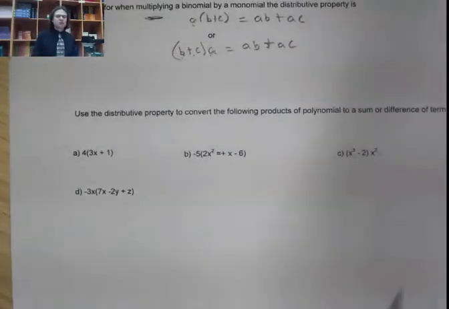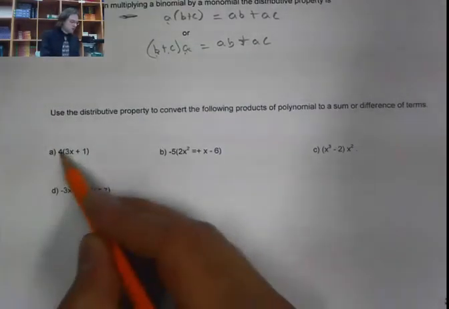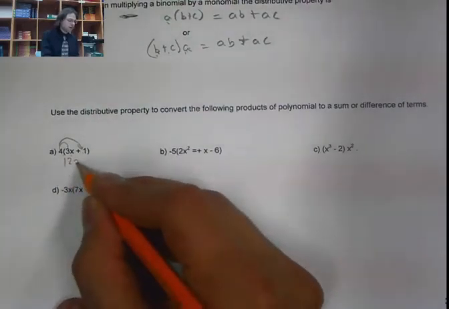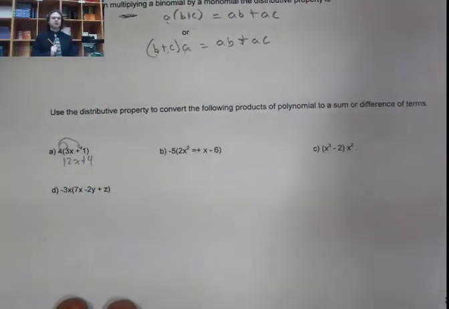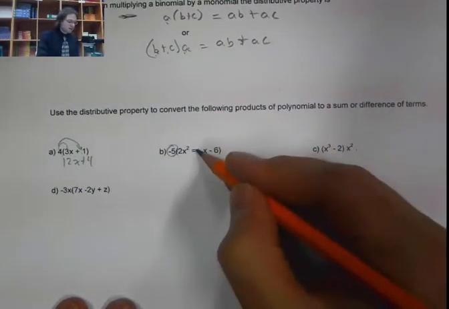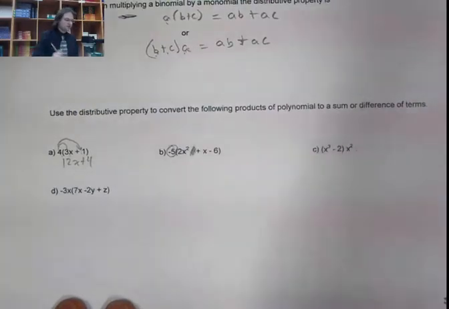Okay? So let's use the distributive property to solve these ones. I want to go 4 multiplied by 3x plus 1. So the 4 must be multiplied by this one and that one. So I'm going to get 12x plus 4. Okay? Here I have negative 5 multiplied by 2x squared plus x minus 6. There's no equal sign there.